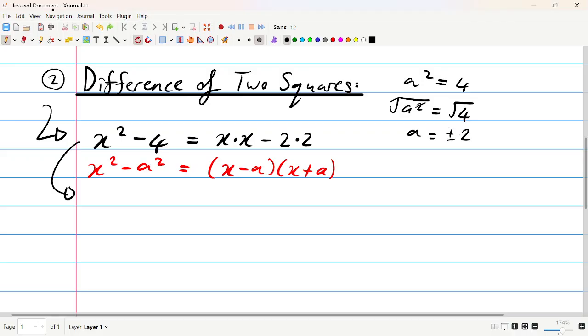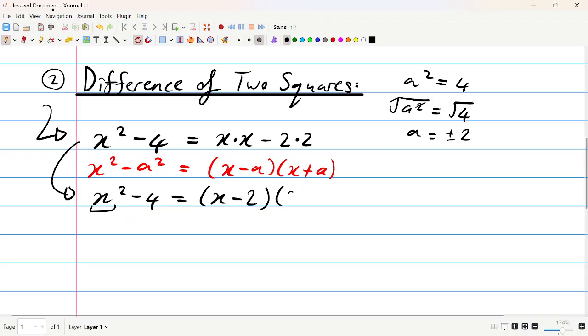So let us take into consideration that we have x squared minus 4. In this case, x squared minus 4 is equal to x, notice that it's just one of the x's, minus a, which is going to be what? The square root of 4 is going to be 2. So it's going to be x minus 2 multiplied by x plus 2. So notice our a value is just going to be 2, because this is also just 2 squared over here. Okay, I hope that makes sense. Let's do another example here.